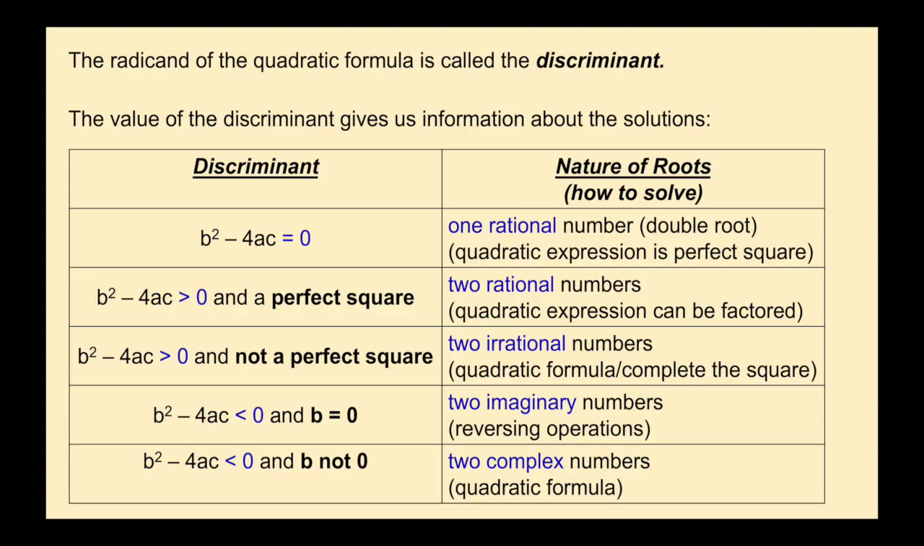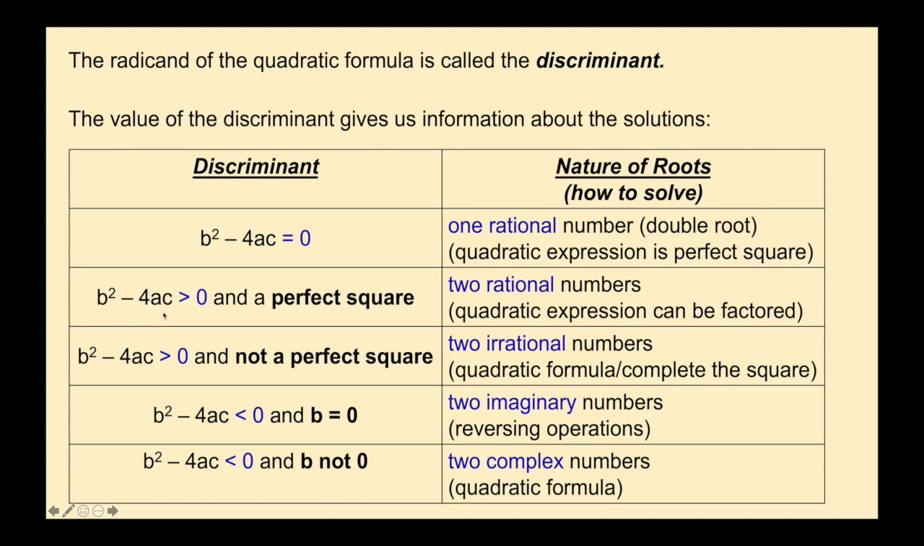Now we change gears a little bit and we talk about the discriminant. So the radicand of the quadratic formula is the discriminant. That's that b squared minus 4ac part. And we need to think about its outcome, and that's going to tell us what type of solutions we can expect. Now, if we calculate b squared minus 4ac and we get 0, that's going to tell us that we're going to get just one rational number, and it's going to be a double root.